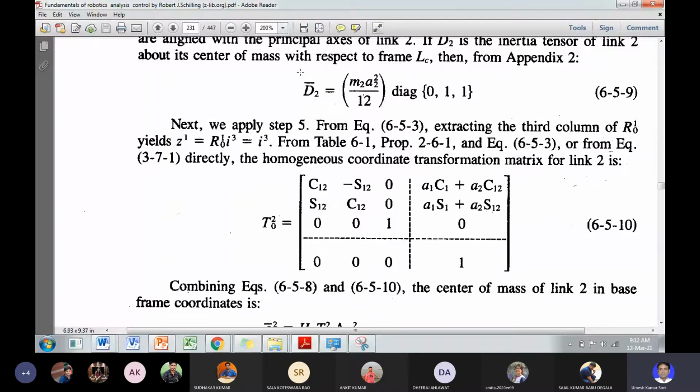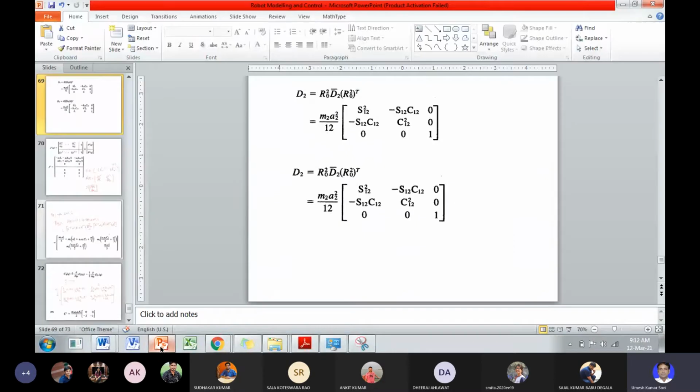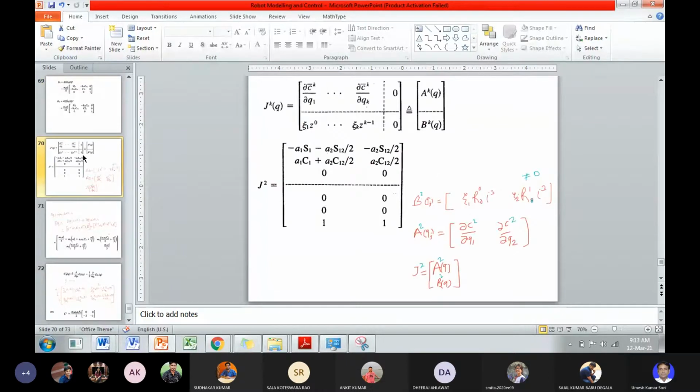So how will you proceed? You will use this equation R20 D2 bar R20 transpose. So you will find this equation. Okay. In the next section you calculate. You will be given this in the exam, and then you have to complete it. I am repeating it many times because it is important.